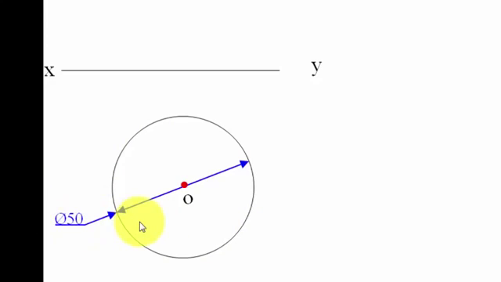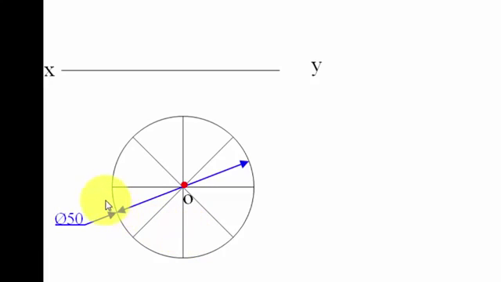Now let's divide this circle into 8 equal parts. Let's start from this point over here: 1, 2, 3, 4. Let's give all the points some names. So that's it: 1, 2, 3, 4, 5, 6, 7 and 8.